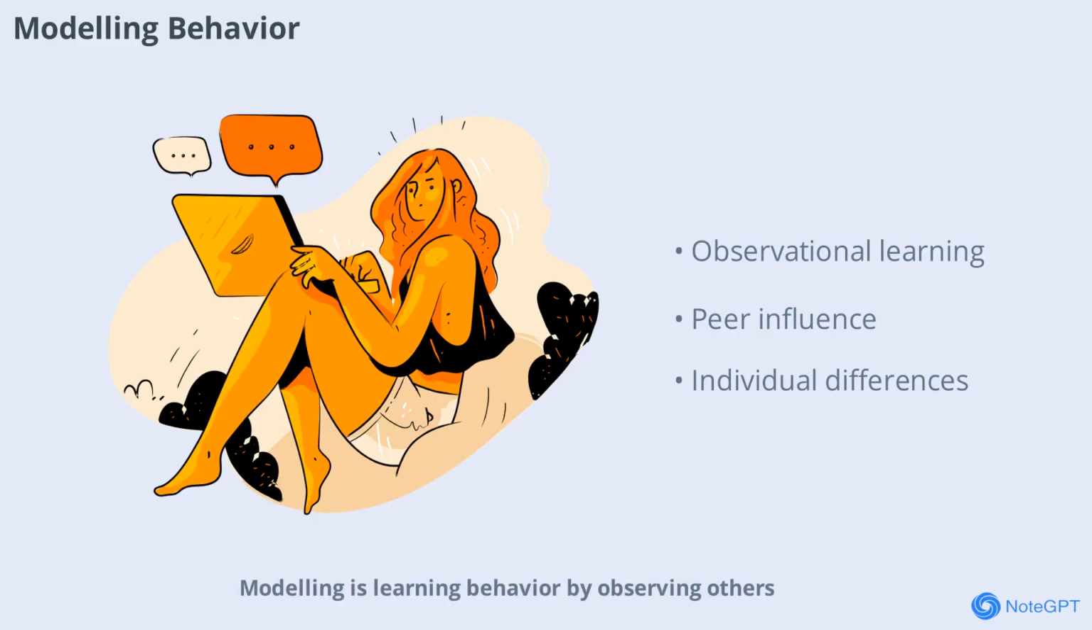Modeling is learning behavior by observing others, especially those who are admired or relatable. For example, a young person may model older peers who gain status through offending, increasing the likelihood of copying that behavior. Costs and rewards are not universal. What one person values or fears may differ from another, influencing their choices.